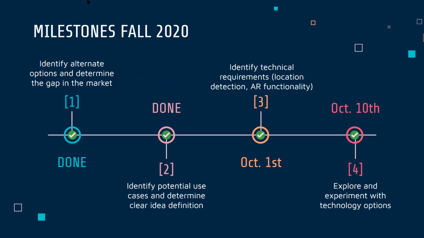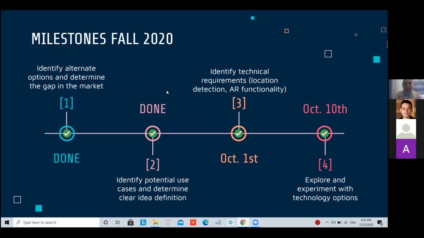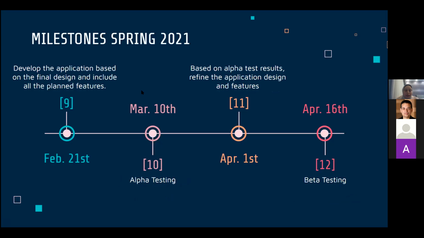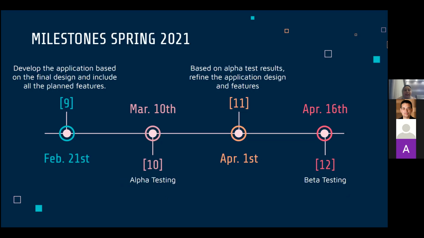And now moving to the milestones timeline. At the end, we just want to follow up on the milestones that we provided at the beginning. The first two were done by the initial proposal presentation. Then by the first half of October, we worked on identifying technical requirements, then experimenting with technology, the initial experimentation. After that, we developed an initial prototype for the application, or a proof of concept. Then we did some research based on the technical problems that we discovered. At the same time, we were working on a more refined prototype. Finally, based on what we reached, we finalized the application features and reached what we will do in our next milestone, which is developing a final design for the application, or a more mature version of the application based on the features we have now, then testing.